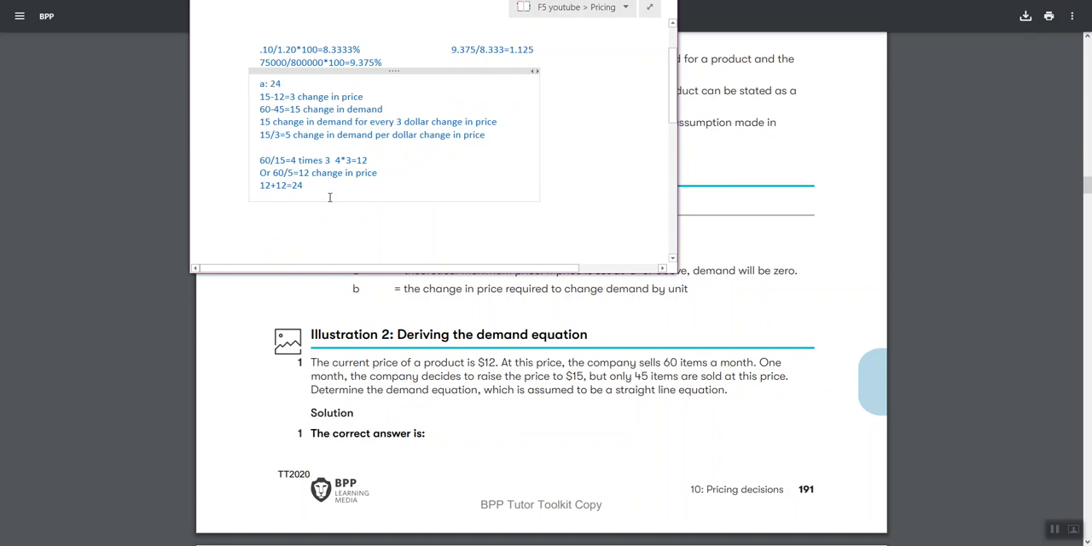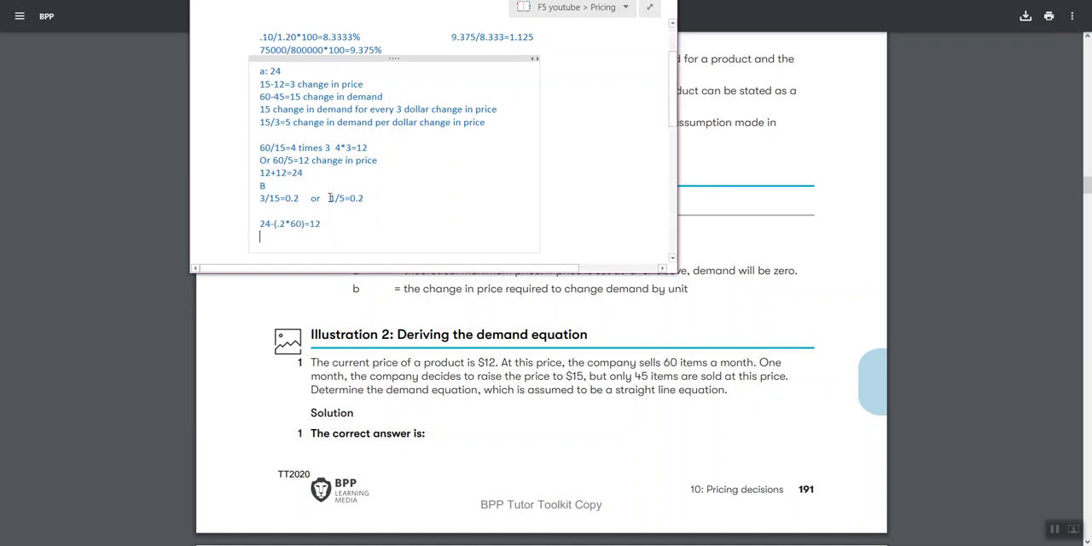Next is B, change in price divided by change in demand, simply 3 divided by 15, which is 0.20, or you could just take 1 divided by 5, which becomes 0.20, whichever you deem right. Now we can make the equation as 24 minus B, which is 0.20, multiplied by demand. For example, at 60, it will give me the answer of 12. And this is finding price for a given demand.